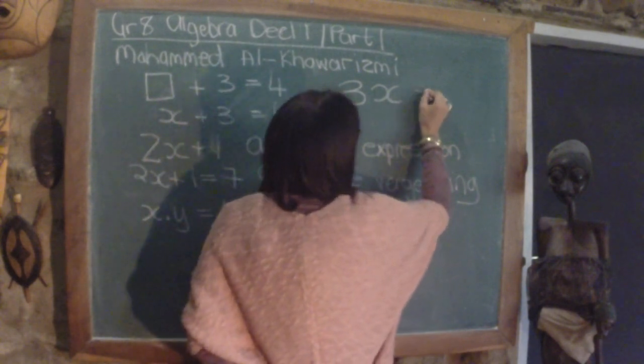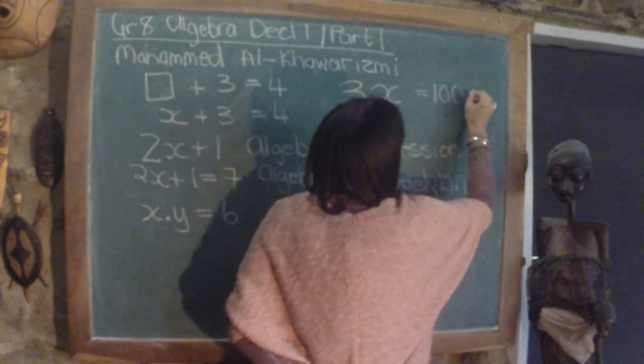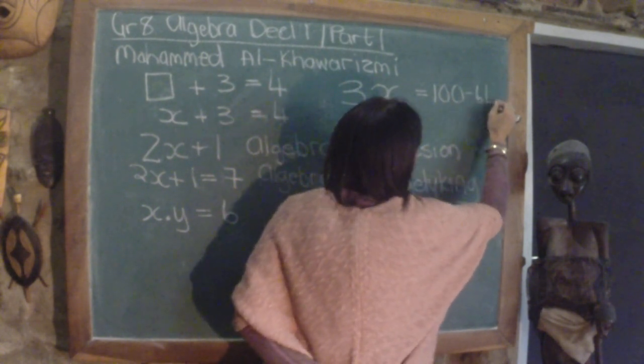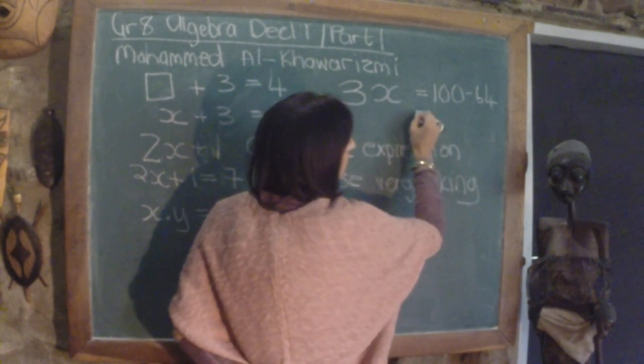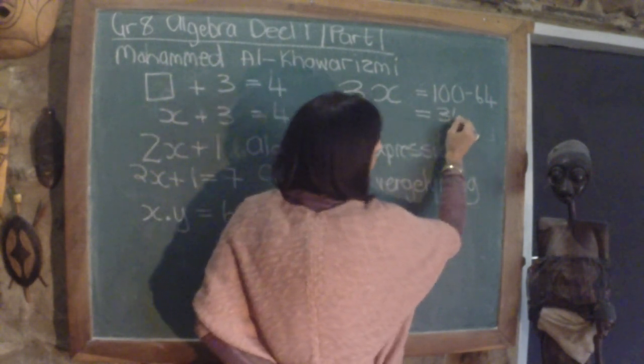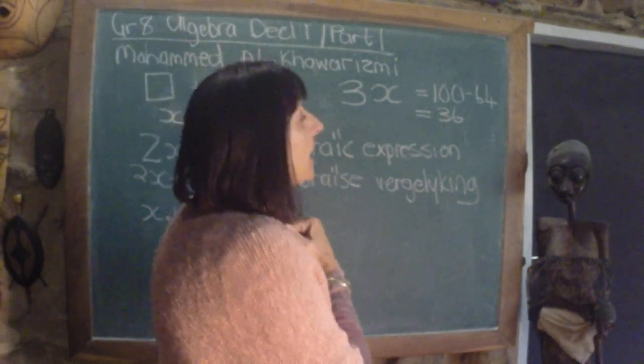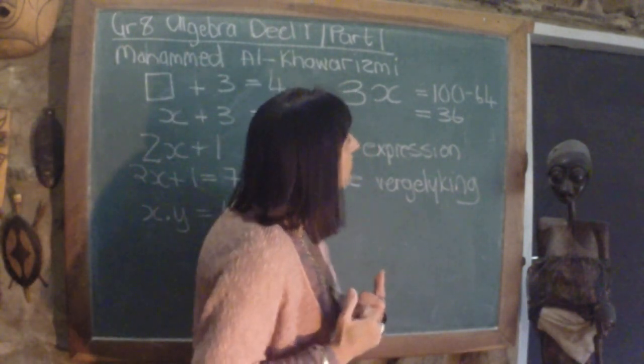So what do I get? I pay with 100 rand. I get 64 rand back. So what did I pay for the 3 cool drinks? 36 rand. I do a minus sum because I get the 64 rand back. So I only paid 36.